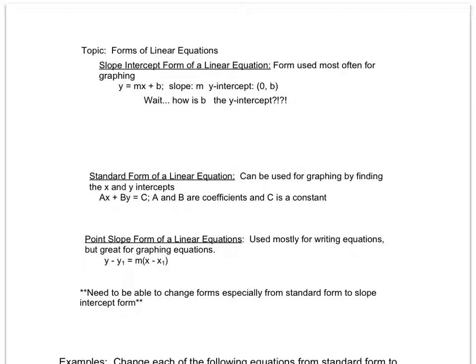When it's in slope-intercept form, we're going to have both a slope and a y-intercept. So y equals mx plus b. M is going to be our slope, and b is going to be our y-intercept. How is b our y-intercept, you might ask? Well, remember, to find y-intercepts, I plug 0 in for x. So if I were to plug 0 in for x in this equation, I would have y equals m times 0 plus b. So notice that m times 0 would become 0, so I do get y equals b. So my y-intercept, as stated up here, is (0, b).